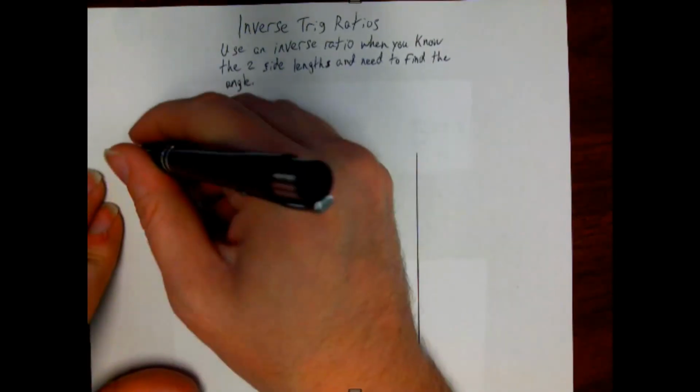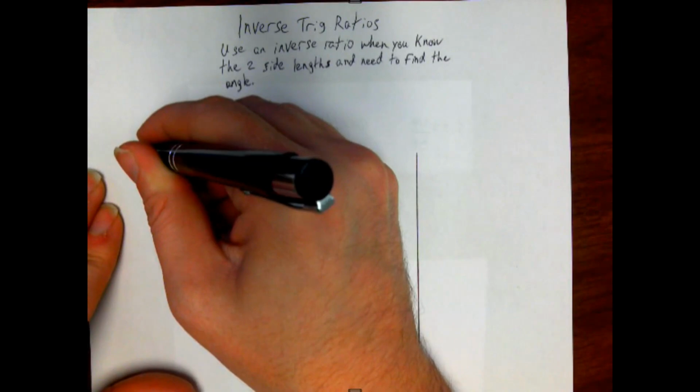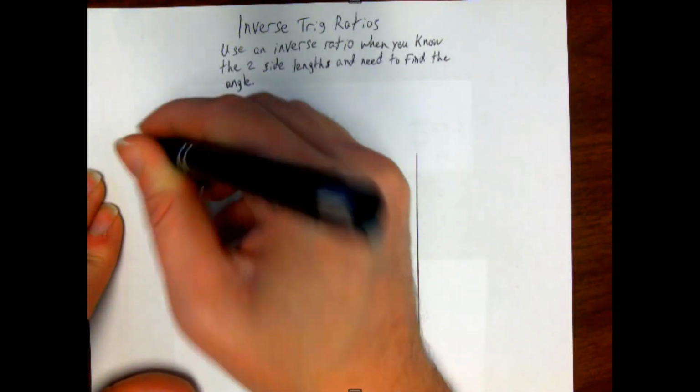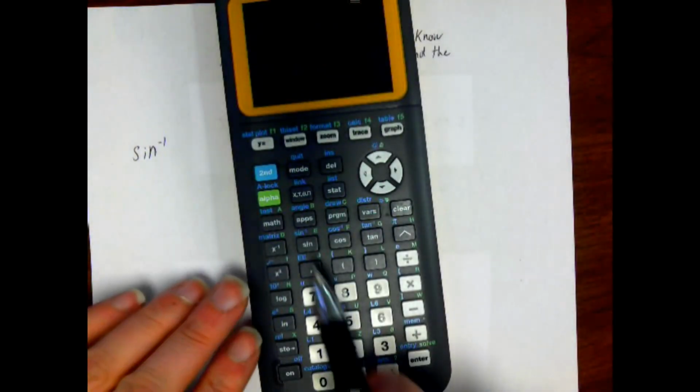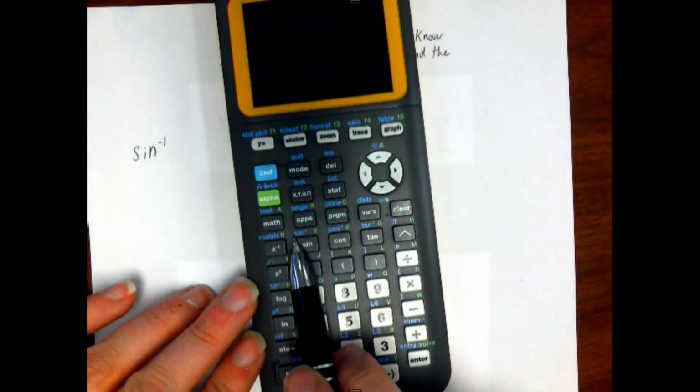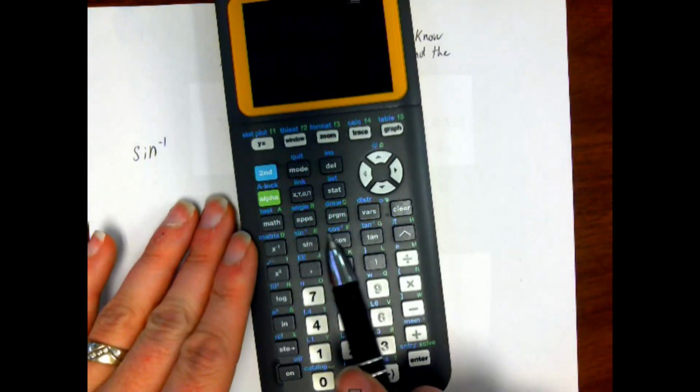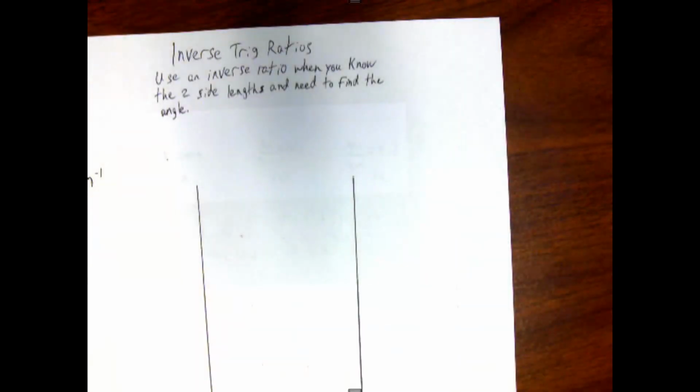Okay, so let's talk about first inverse sine. And in the calculator, you'll see this in blue above the sine function. It says sine to the -1. That's the inverse sine. Above the cosine, inverse cosine, cosine -1. Above tangent, inverse tangent, tangent -1. So that's where you find them.